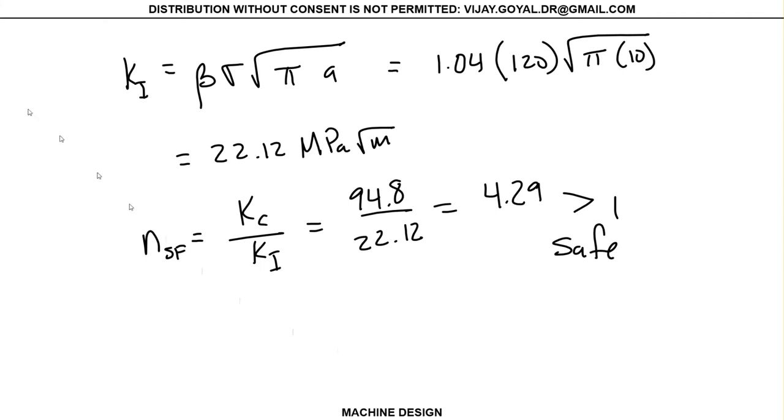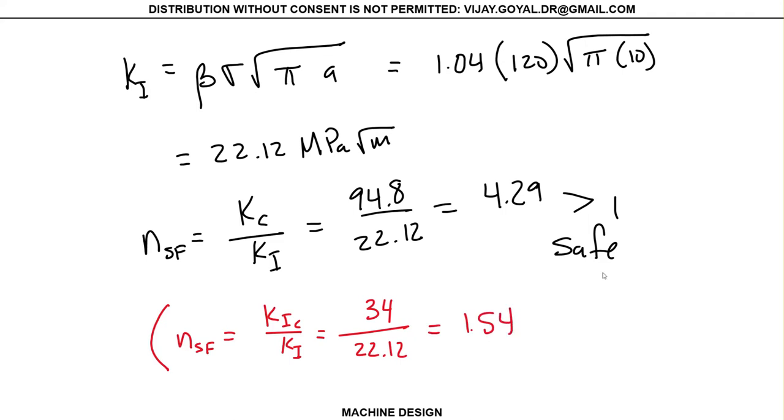so we can say the problem is completely safe. Now, as a contrast, as a parenthesis, what would happen if I was actually using KIC instead of KC? Then this is what would have happened in your problem. This would have been 34 divided by 22.12, which is equal to 1.54, bigger than 1, which is also safe. But you can see immediately how I have less cushion here than I have there. Here I have a lot more to work with. Many times we end up bulking up the structure unnecessarily, and we can avoid that by doing this.